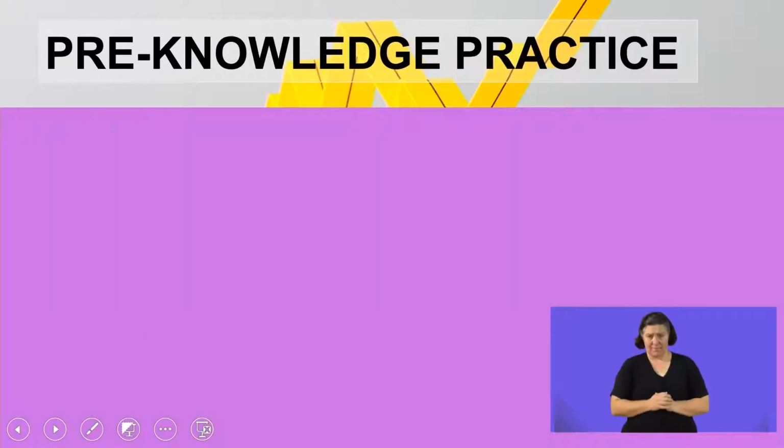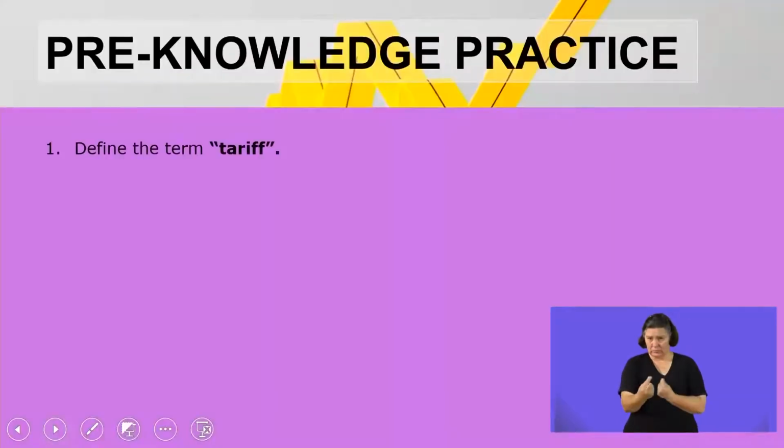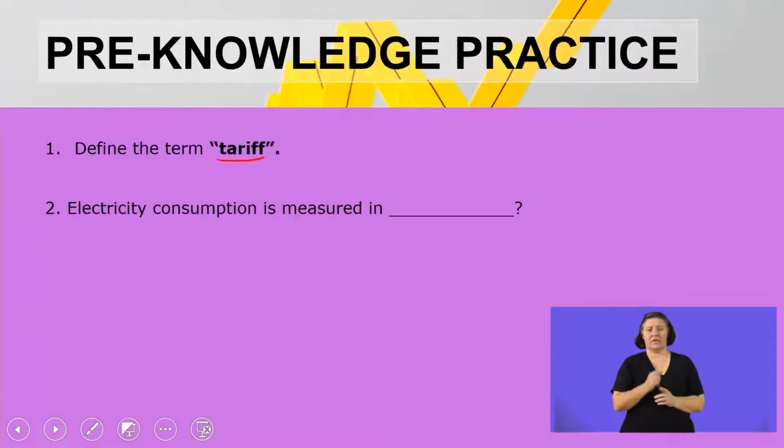Okay, so let us quickly do a quick pre-knowledge practice, not a test. So have your calculator ready, have your book ready, and work with me. The first question here says, define the term tariff. So basically, what is a tariff? A tariff is a cost structure. It can either be in rand or cents, and it's for a specific service. For example, water, electricity, your cell phone usage, and so on. Okay, so that's the first one.